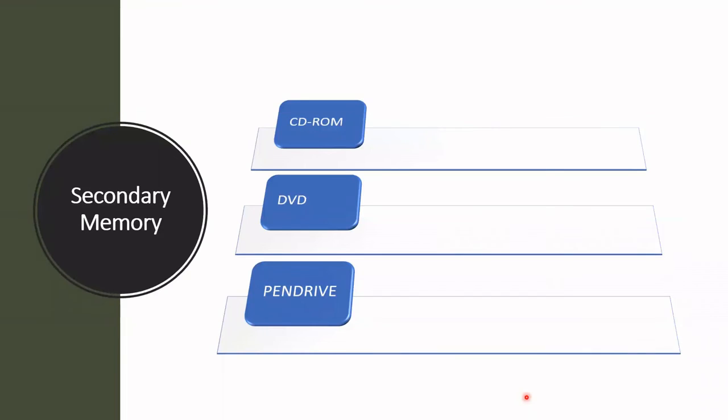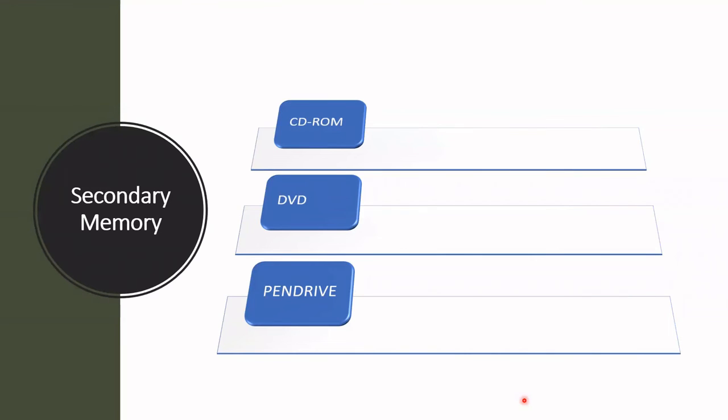Next, we discuss the secondary memory. First we discussed the primary memory: RAM, ROM, and cache memory. Here we are going to discuss the secondary memory. These are external memory that we plug into our computers. These are non-volatile and non-permanent.